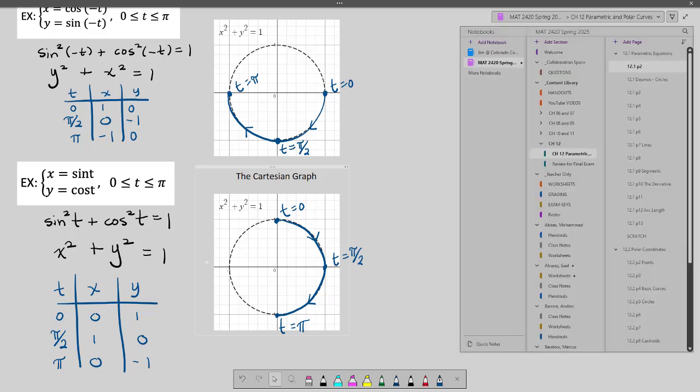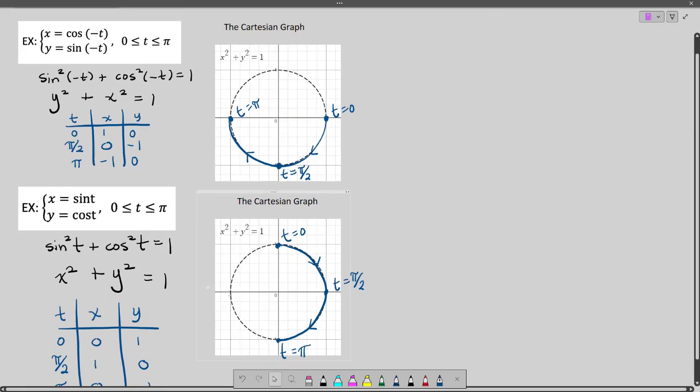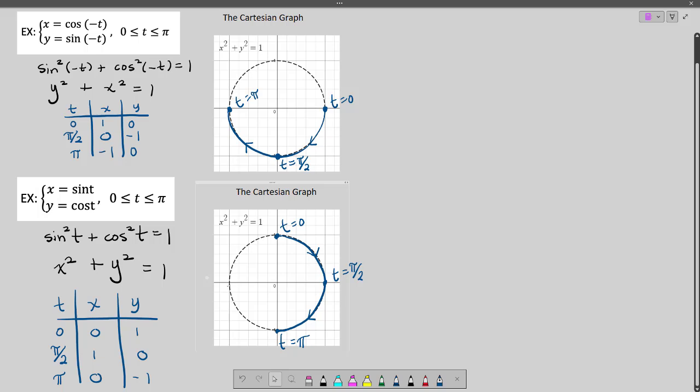Are there any questions on any of those graphs or how we generated the t-values? This middle t-value, you obviously pick the endpoints, but you can pick any t-value in the middle. Usually we go halfway between. It doesn't matter, you can pick pi over 4, pick 3 pi over 4, doesn't matter.